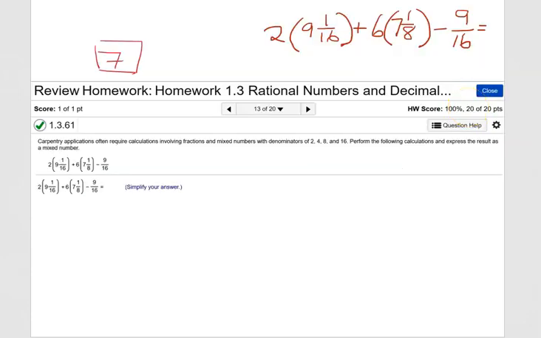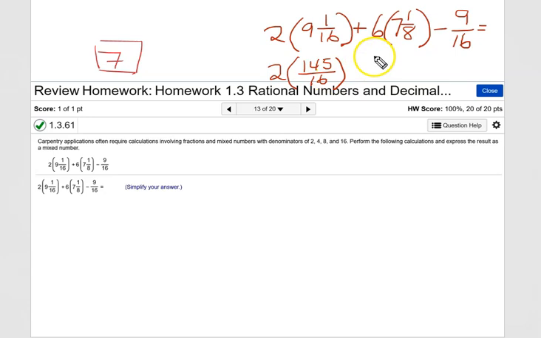Now, for example 7, take a moment to write this on your paper. This is sort of the big daddy of fractions here, a number of things to do. So I'll do this first step up here. We want to convert this mixed number to an improper fraction. So 9 times 16 is 144. Add 1 to it, this becomes 145 over 16.